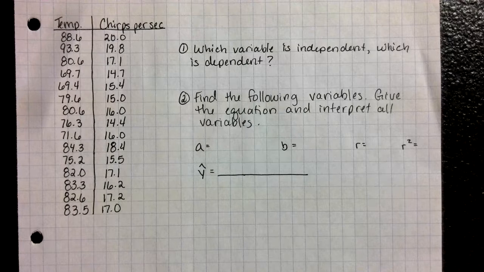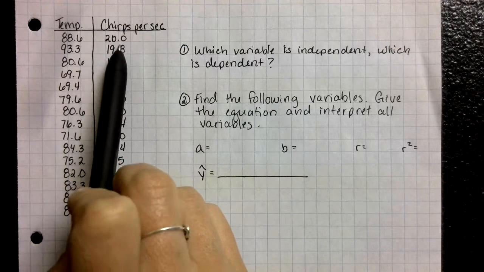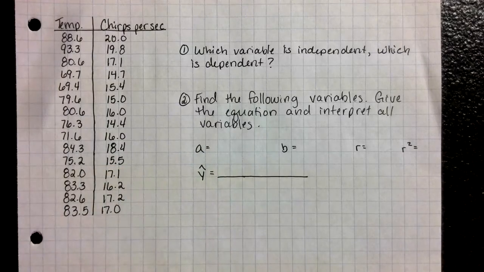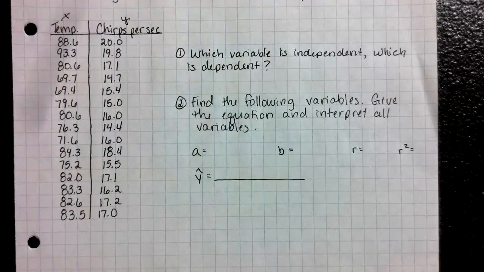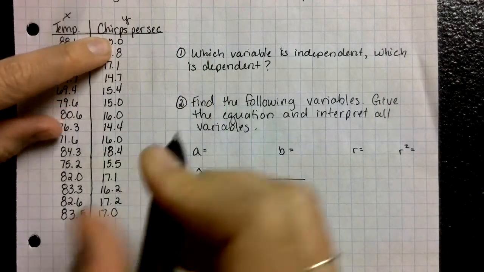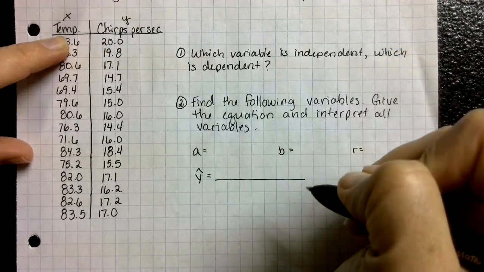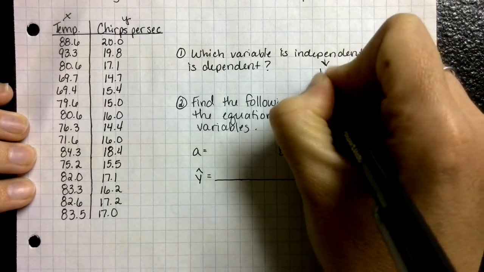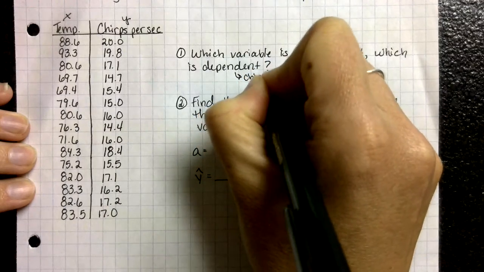So the first thing that you have to ask yourself is which variable is independent and which is dependent. The way I like to figure this out is by asking which one depends on the other. Does the temperature depend on the number of chirps per second, or does the number of chirps per second depend on the temperature? In my mind, the number of chirps depends on the temperature. So chirps depends, so that makes it y. Temperature is what it depends upon, so it's independent, so it's x. Independent is temperature, dependent is chirps.